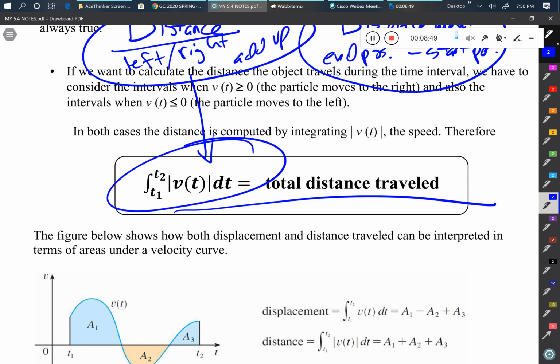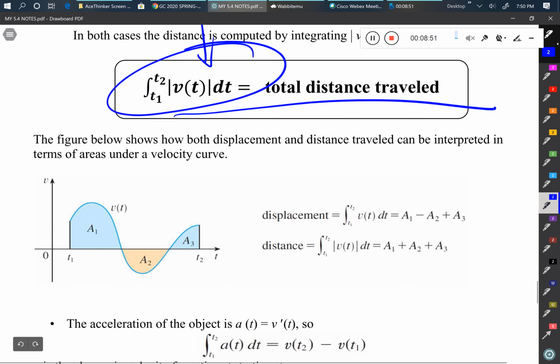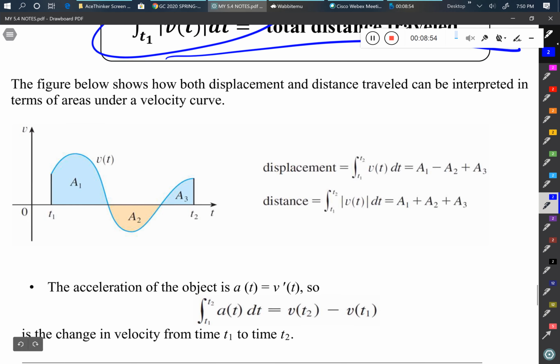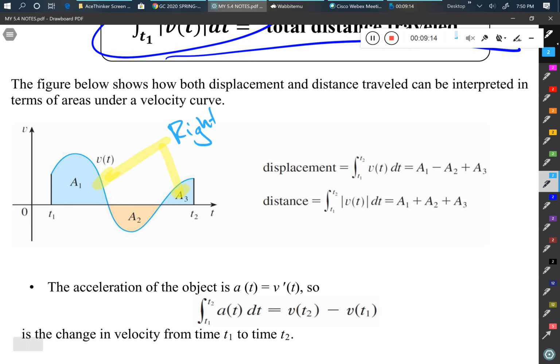I know what you're thinking. What does that mean? Well, here's a lovely picture to explain it. Here I have a velocity function over here on the left. Right? I have a1, a2, and a3 in a velocity function. a1 and a3 here and here, these are going to represent movement to the right because it's positive area under the curve.